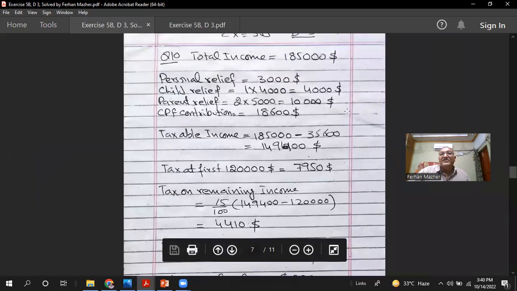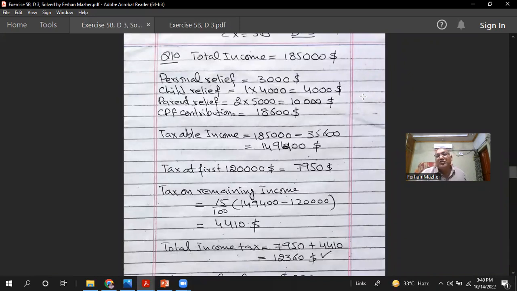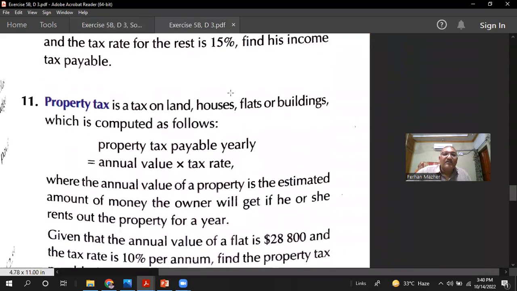Okay, so this whole question is showing up on your screen, and you can pause the video and take your time with this question. So this is exercise 5B from the D3 book. Okay, so we are going to the next question.